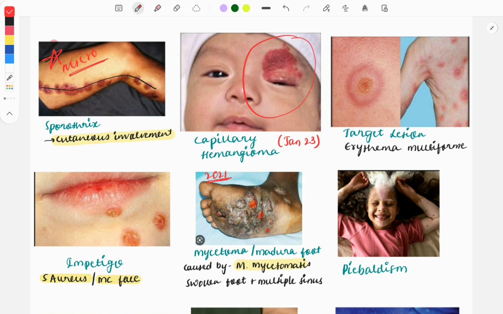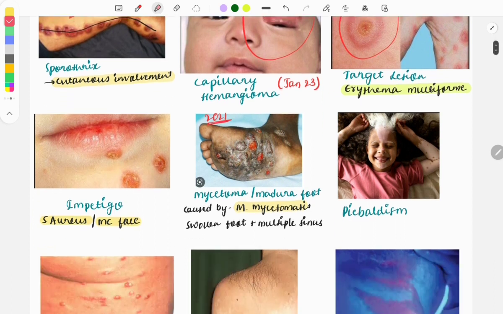Then the next image. In this image you can see target lesions. If you appreciate the lesion, it looks like a target, and this kind of lesion is seen in erythema multiforme. Also a very important image and a very important topic. So let's see the next image.